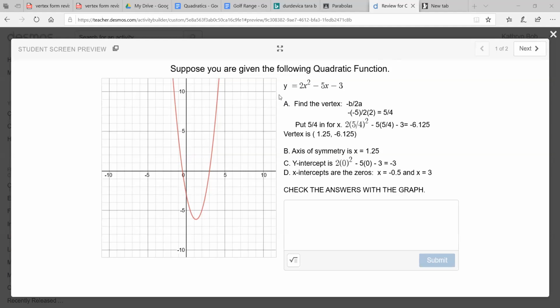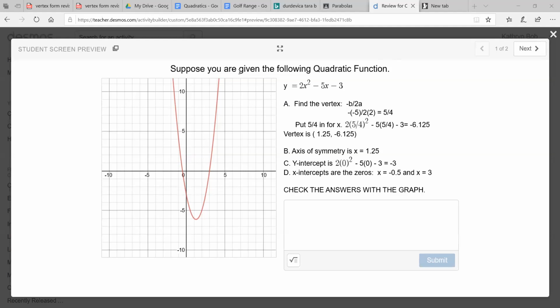Okay, Algebra 2 students, today you're going to take a quiz on finding the vertex of a quadratic function, the axis of symmetry, the y-intercept, and the x-intercepts. You have been doing this for quite a while now, so we're going to take a quiz on it and see where we're at. Before you take the quiz, we're going to do a practice run with Desmos one more time.